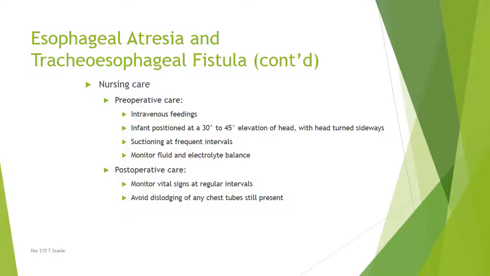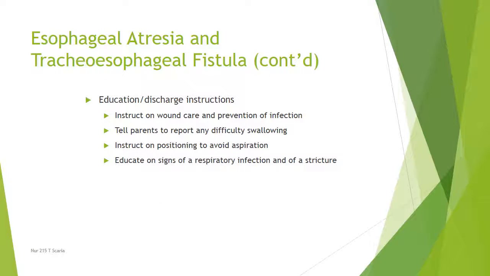And suction at frequent intervals, monitor fluid and electrolyte balance. Post-operative care includes monitor vital signs at regular intervals, avoid dislodging of any chest tubes still present. Education and discharge instructions include instruct on wound care and prevention of infection, tell parents to report any difficulty in swallowing, instruct on positioning to avoid aspiration, educate on signs of respiratory infections and of a stricture. The stricture may be demonstrated by refusal to eat, and we have to monitor for that too.